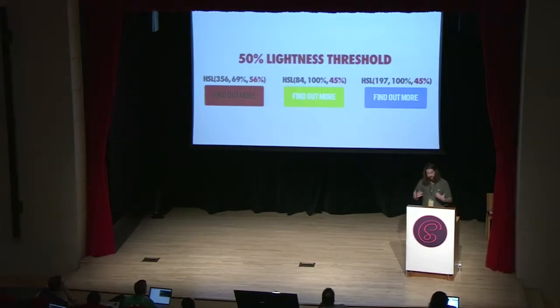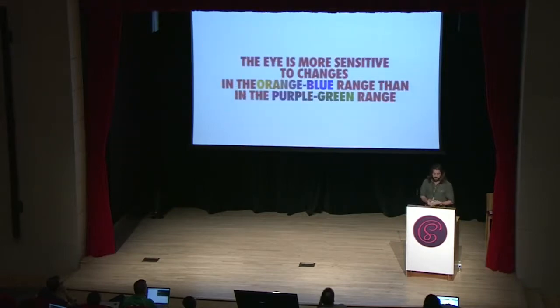So I start looking into this, trying to figure it out, and we were doing some crazy stuff where it's like, okay, if the hue is between 36 and 120, and the lightness is over 60, then it's this color. We were just going nuts with it, and it really wasn't very helpful at all. So I started doing more research, and it turns out that our eye is more sensitive to changes in the orange-blue range than the purple-green range.